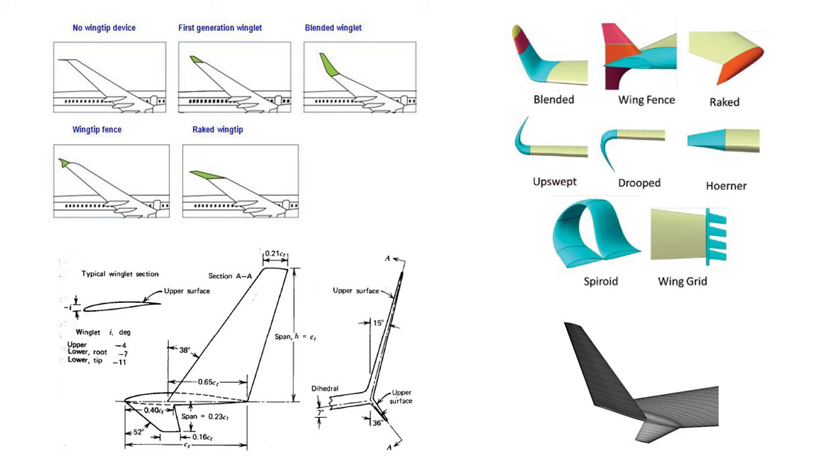Some of the most common types of winglets that you'll see on various aircraft include blended winglets, tip fences, raked winglets, upswept and downswept winglets, and Horner winglets. And then sometimes on more unconventional aircraft and experimental research, you'll see spiroid winglets and wing grids. Each of these have their own pros and cons, and each are chosen and designed for a specific flow field and specific pressure distribution in the wing into which they're incorporated.